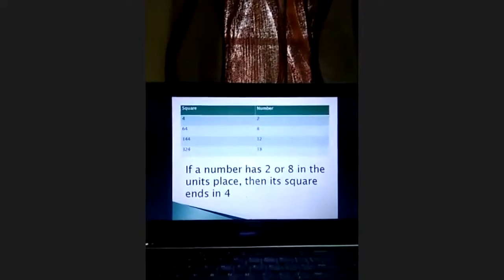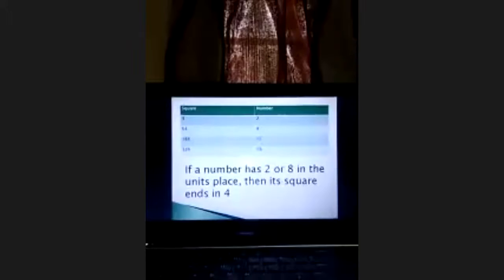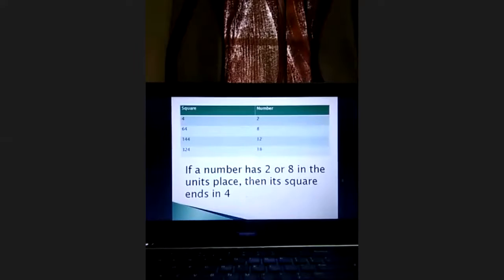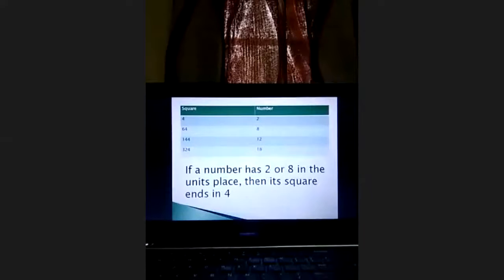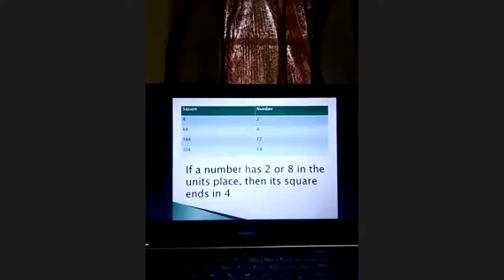I repeat from the beginning. Number 2, its square ends with 4. Means 2 into 2 is 4. 8 into 8 is 64, again ending with 4. 12 is ending with 2. Square of 12, 12 into 12, is 144, ending with 4. 18 is ending with 8 and square of 18 is 324. If a number has 2 or 8 in the units place, then its square ends in 4.